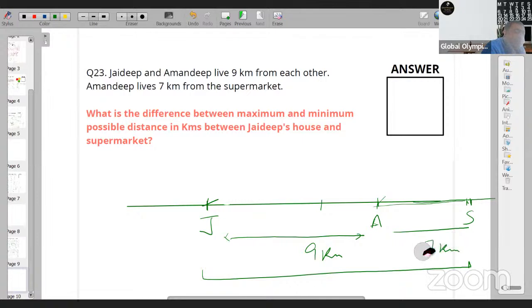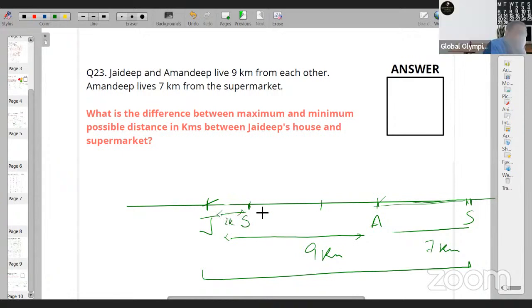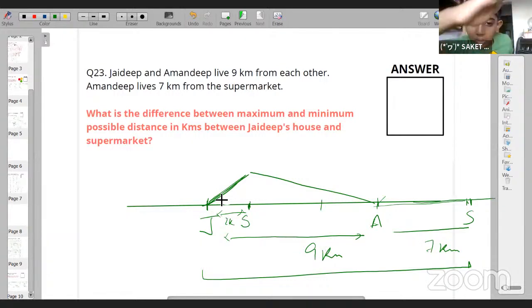And what if we don't know whether the supermarket is on this side or this side? If it comes on this side, it'll be only 2 kilometers. And same logic again. Why not like this? If I take it like this, then this distance here, from here, then what? So that means the big side, that side, is this 7. This side is always going to be greater than this, correct?